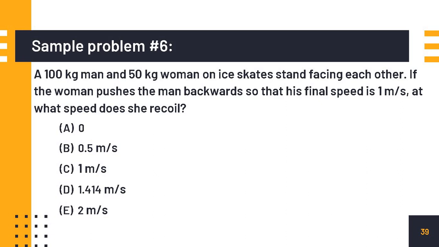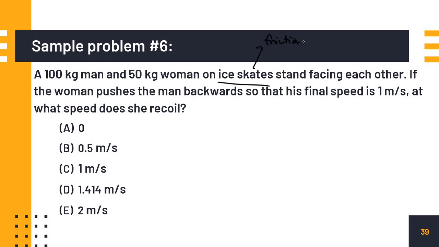So for the next problem, I have here the choices, and you can pause the video in order to solve, or in order to have more time in solving this sample problem. So according to the problem, we had a 100 kilogram man and a 50 kilogram woman on ice skates standing facing each other. If the woman pushes the man backwards so that his final speed is 1 meter per second, at what speed does she recoil? So imagining or assuming that the ice skate is again frictionless.